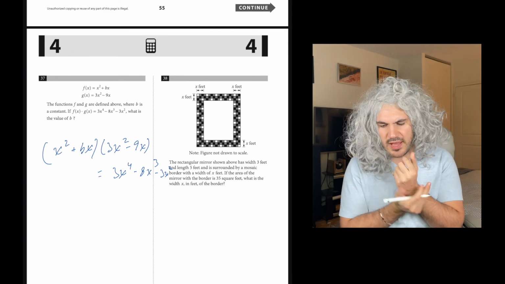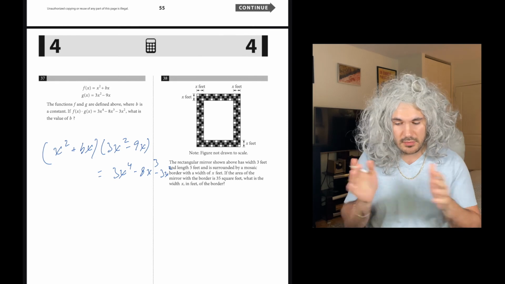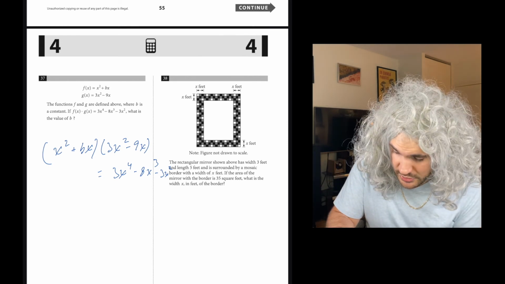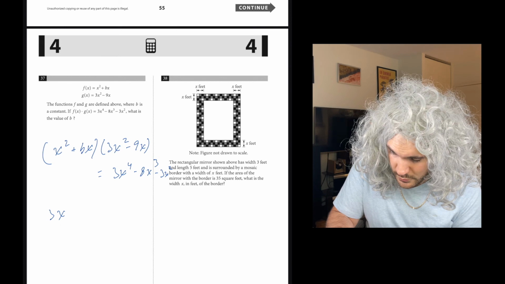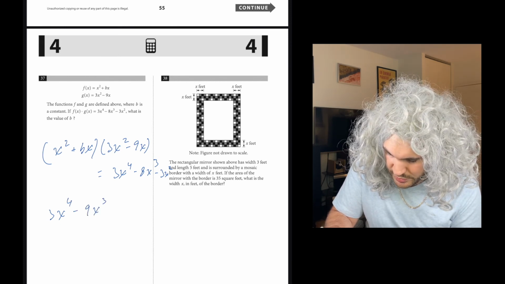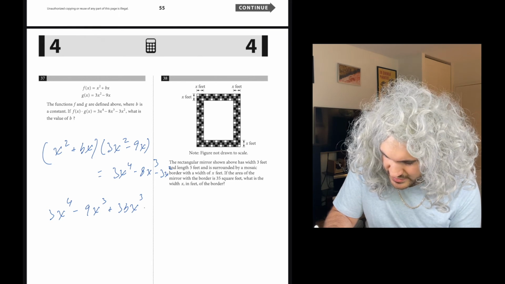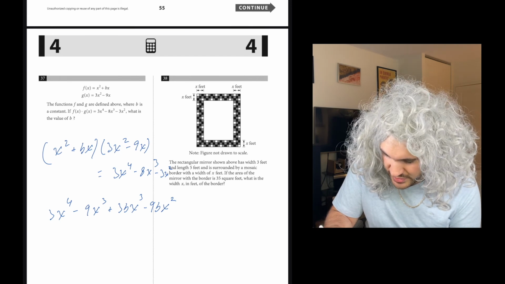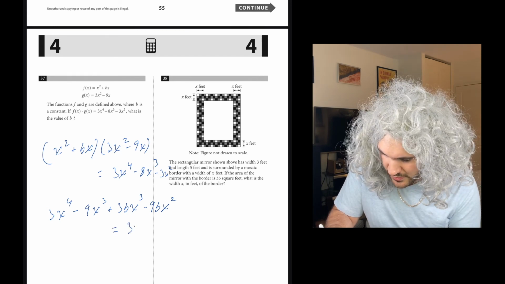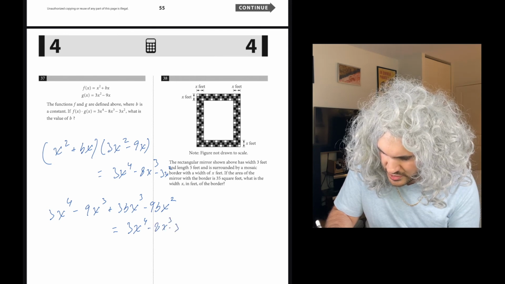So what you could do now, I'll do it out. You might be able to get away with not doing this, but I'll do it out for the sake of this video. FOIL out that left side of the equation. So we would get 3x to the 4th minus 9x to the 3rd plus 3bx to the 3rd minus 9bx squared. And this whole thing is equal to this 3x to the fourth minus 8x cubed minus 3x squared.